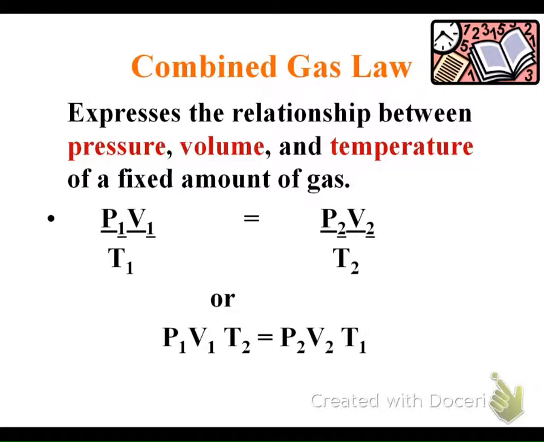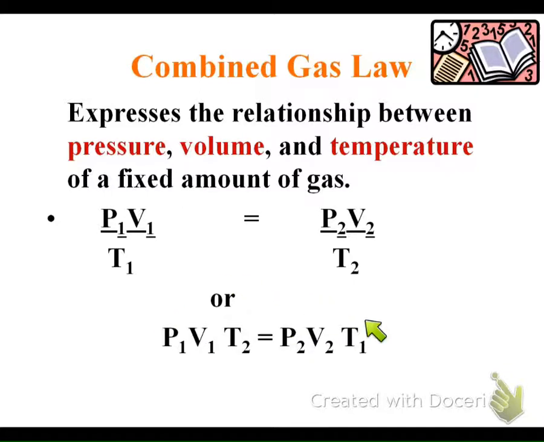Here's a very short set on the combined gas law. So we've talked about Boyle's law, Charles' law, and Gay-Lussac's law, and the combined gas law combines all of those laws together. So this is the relationship between pressure, volume, and temperature of a gas. So we've got P1 V1 T2 equals P2 V2 T1.